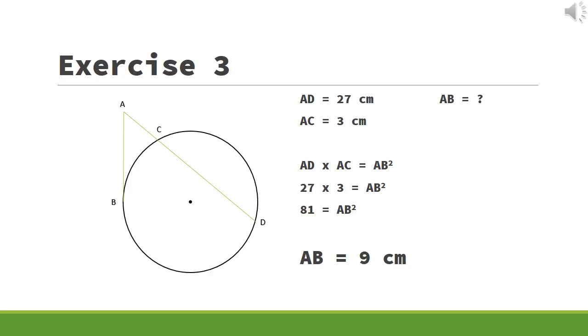For the last exercise, look at the figure with tangent AB and secant AD as shown. Using the secant tangent power theorem, AD times CA is equal to AB squared. Substituting the values given, with AD measuring 27 and AC measuring 3, we get 81 is equal to AB squared. Raising both sides to the power of 1/2, AB measures 9 centimeters.